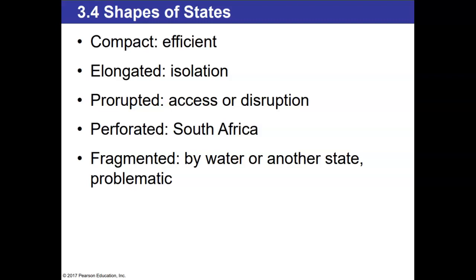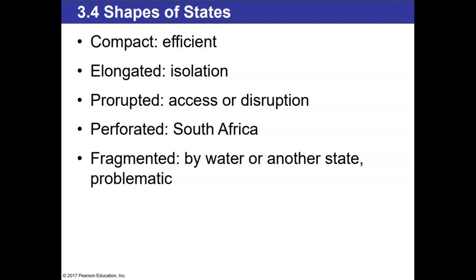Countries may fall under one of 5 basic shapes: compact, elongated, prorupted, perforated, or fragmented. If a country is compact, the distance from the center to any boundary doesn't vary too significantly. The ideal compact state would be shaped like a circle, with the capital at the center and the shortest possible boundaries to defend. A compact state is going to have better communication. It's also going to be able to defend itself better.